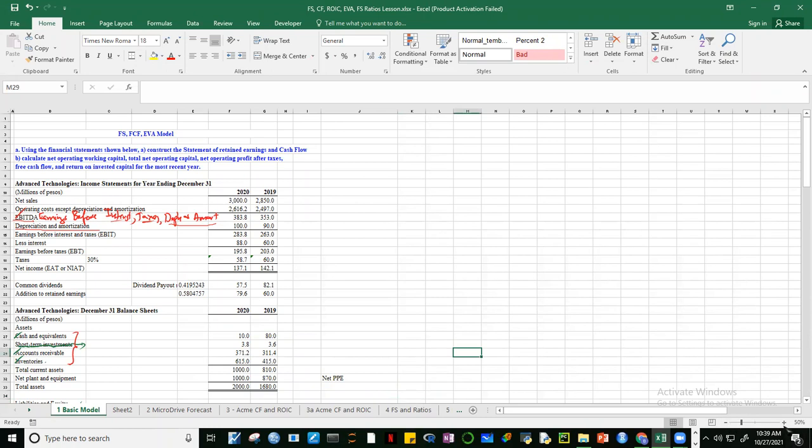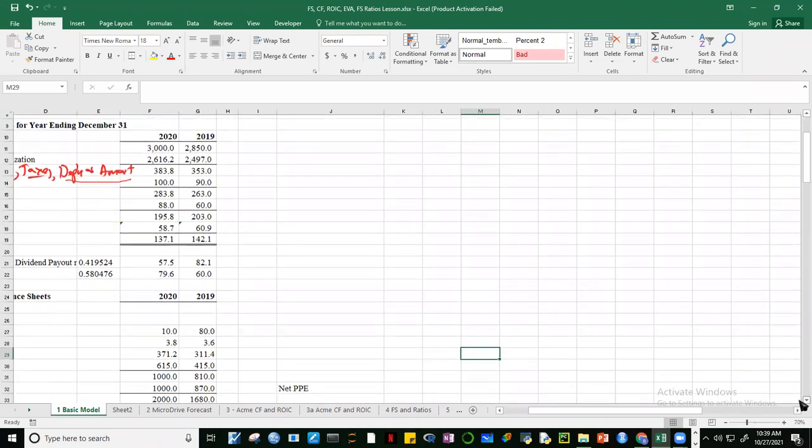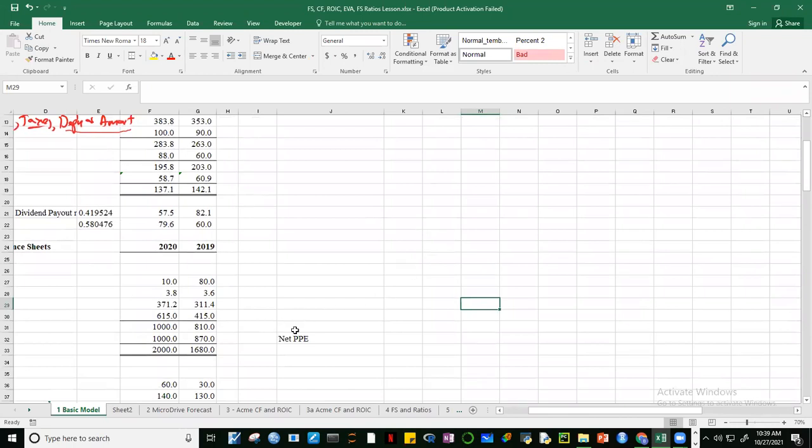Okay. Anyone, guys? How do we compute for the net property, plant, and equipment?